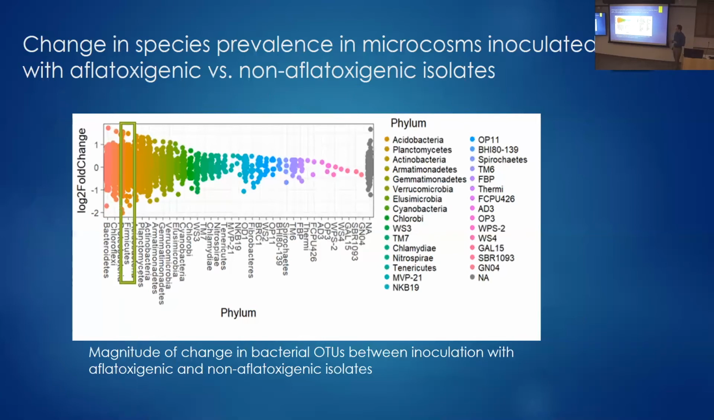And what we find is that in the Firmicutes, which is where Bacillus is, there's no significant difference between the prevalence of Bacillus in microcosms inoculated with A. flavus that produces aflatoxin and those in non-aflatoxigenic microcosms. In fact, we didn't find any species, fungal or bacterial, that changed significantly between any of our treatments. So it really seems that the addition of aflatoxin and the aflatoxin producing ability has very little effect on soil microbes.